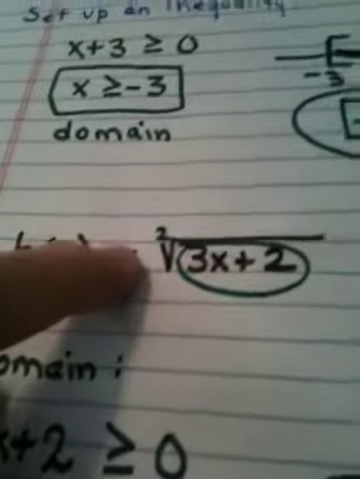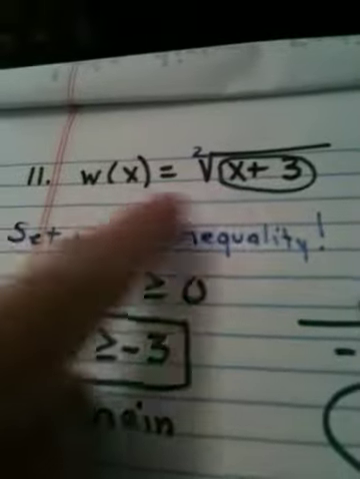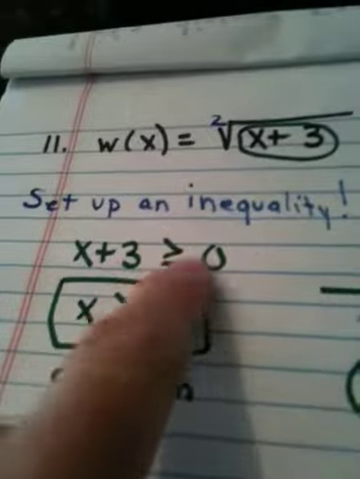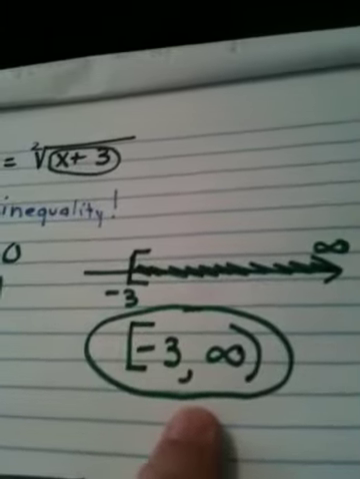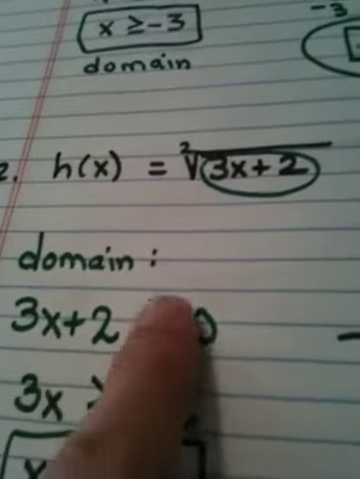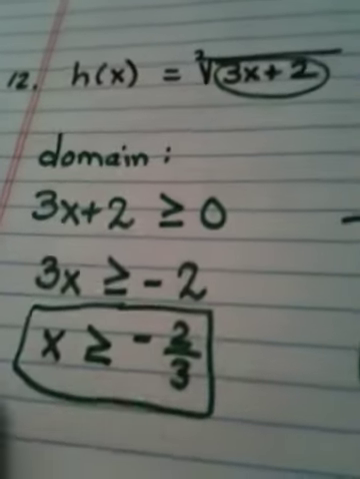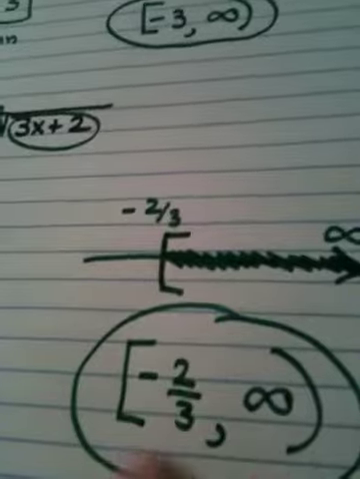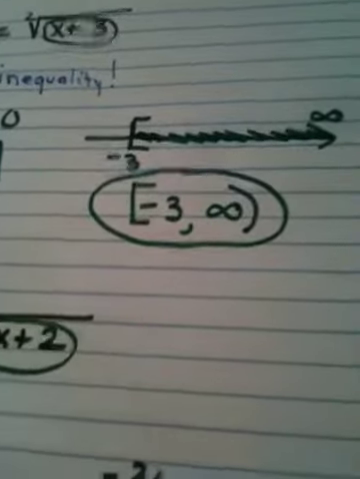So again, remember, even index, set up an inequality, take the quantity under the radical with no radical sign, make it greater than or equal to 0, solve the inequality, draw your number line, come up with interval notation as your domain. Same here. Take the quantity under the radical, force it to be greater than or equal to 0, solve the inequality for x, draw a picture, and from that picture get your interval notation. Here's the domain of the function, here's the domain of this function, and we're done.